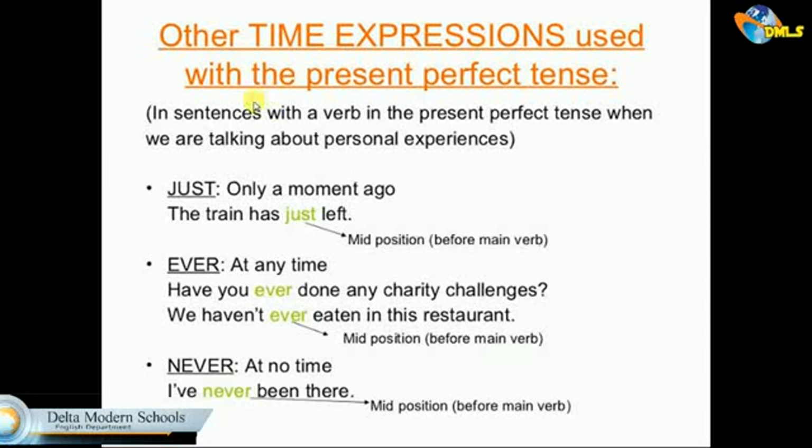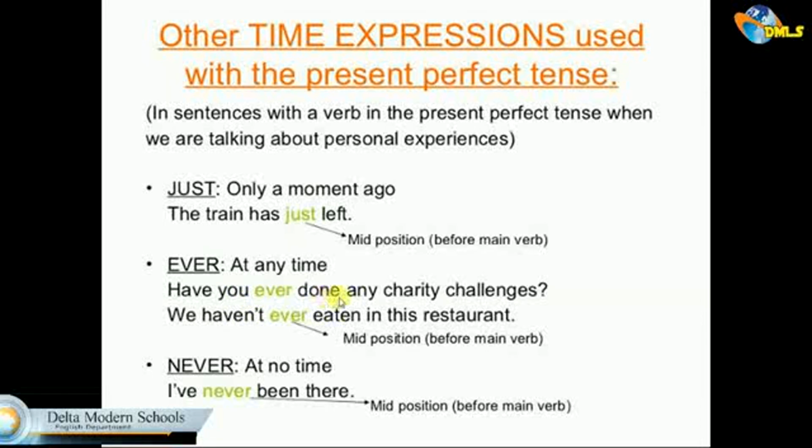Let's start with just. We use it for expressing actions which recently finished or just happened a short time ago, like a moment ago. We say, The train has just left. And always remember that we use it in mid position before the verb. We should say it after have or has and before the main verb. Has just left.